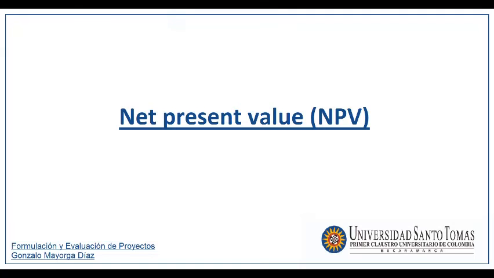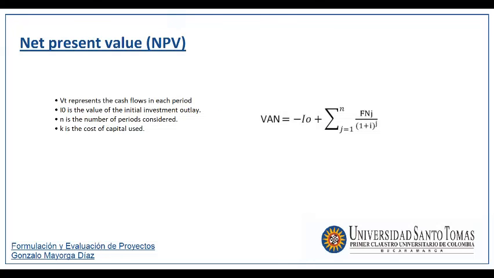A VAN above 0 indicates that the project covers the expected profit, and if the expected profit exceeds the expense, it means that the project is acceptable. A VAN equal to 0 is not acceptable. Net present value, or net current value.